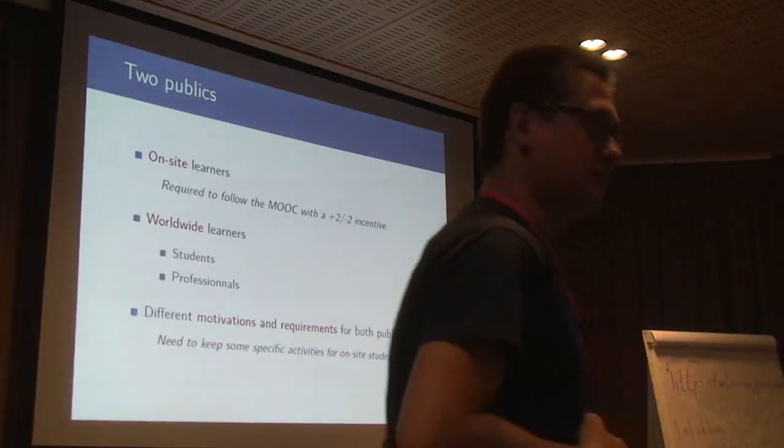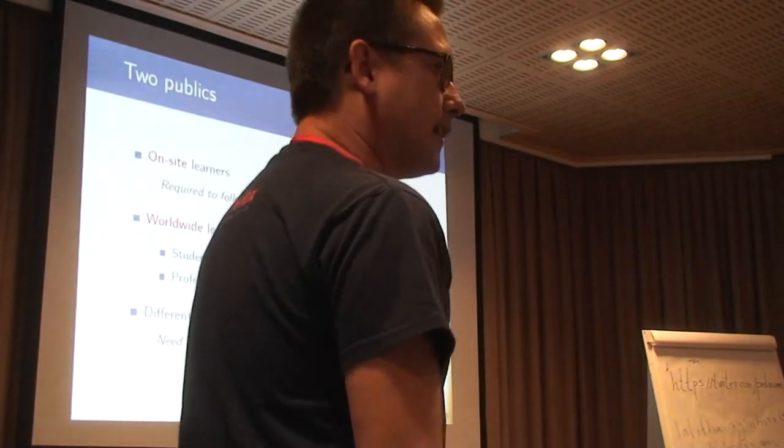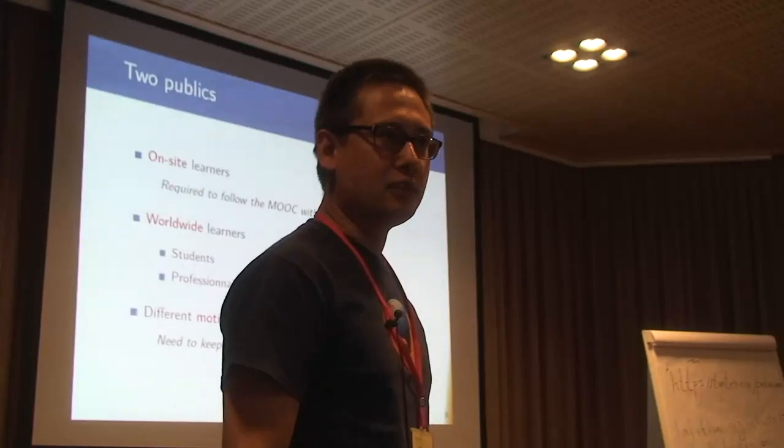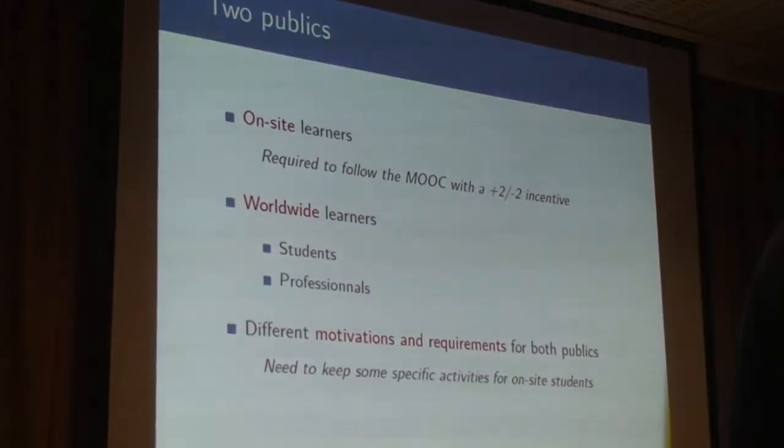So we now have 2 publics for the course. The first is the on-site learners. They have to follow the MOOC, the 2 MOOCs, they have to. And how do we kind of force them to follow the MOOCs?